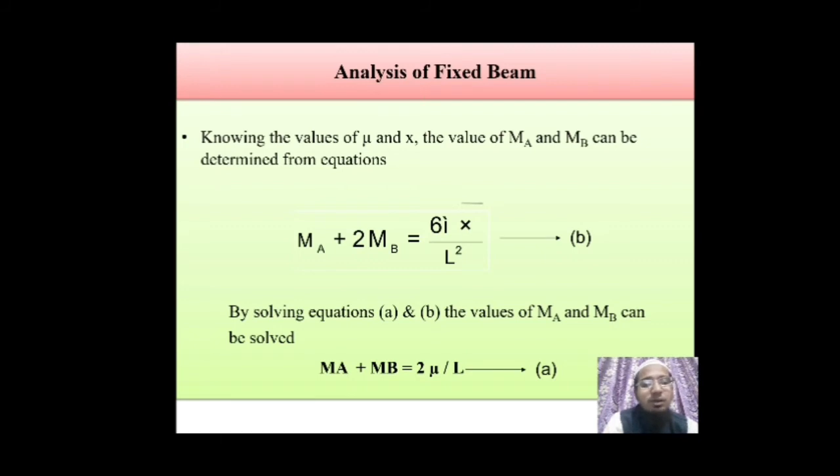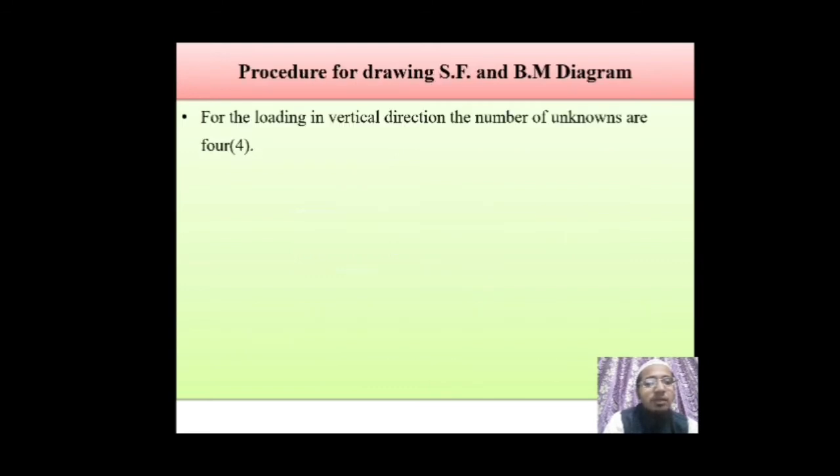Two equations we already have: summation of V equals 0, summation of M equals 0. Now, for 4 unknowns we have 4 equations. So, by using these two equations A and B, we can easily find the fixed end moments, and the reactions can be found with the help of the static equilibrium equations.